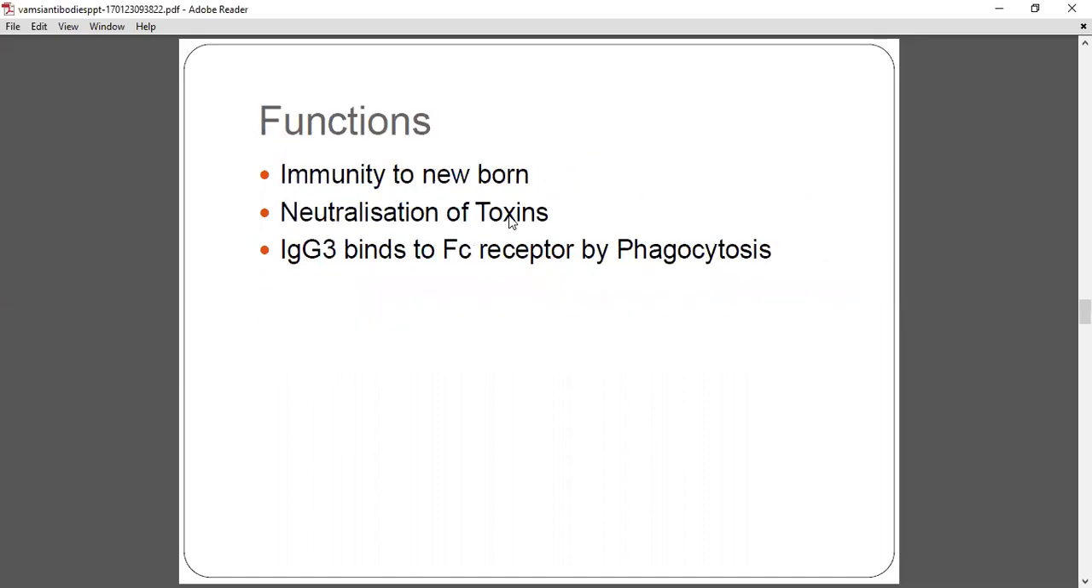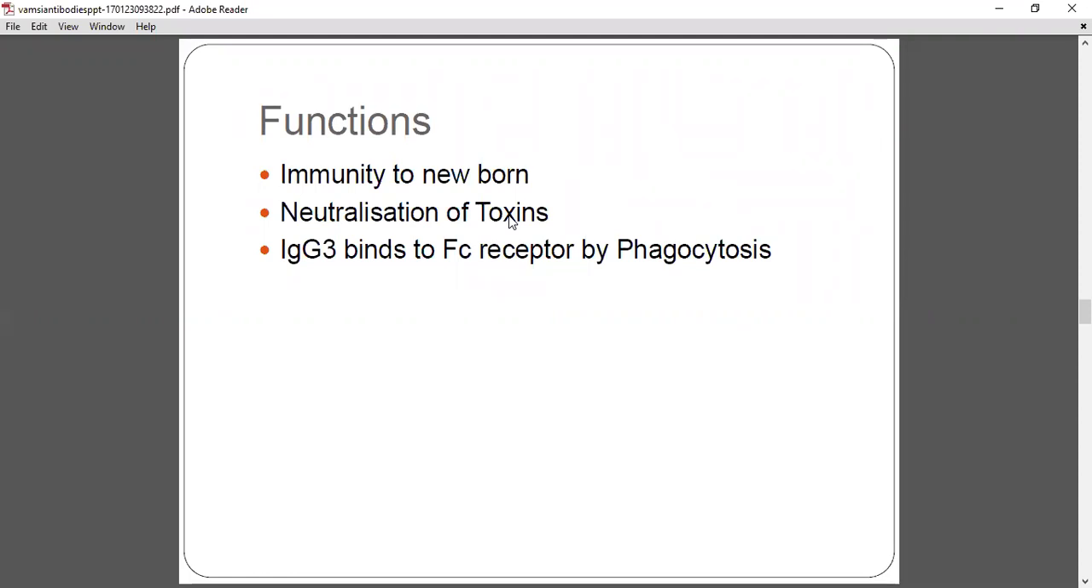Now, this is where we're given the first function. The utilization of toxins is vital. Tetanus toxoid, which you will get when you have a cut that's dirty or from an instrument whose sterility you doubt, you will actually be given IgG. It's a powerful antitoxin. And the third bullet, IgG3, binds to the Fc receptor for phagocytosis.